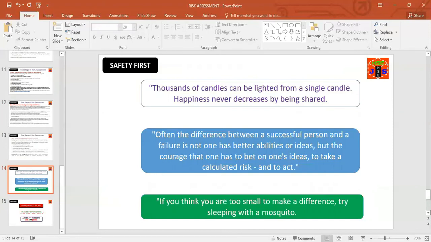Remember, thousands of candles can be lighted from a single candle. It means happiness never decreases by being shared. Often the difference between a successful person and a failure is not that one has better abilities or ideas, but the courage that one has to bet on one's ideas, to take a calculated risk, and to act, that leads to success. Gentlemen, if you are thinking you are too small to make a difference, try to sleep with a mosquito, and that's it. You are nothing more.